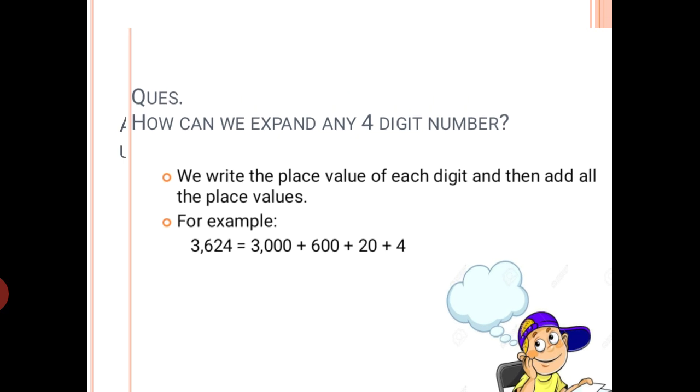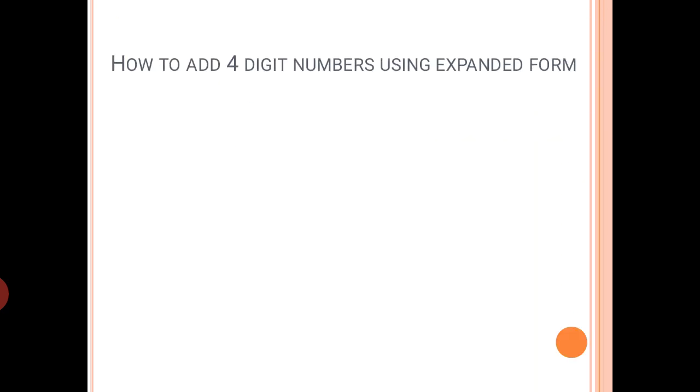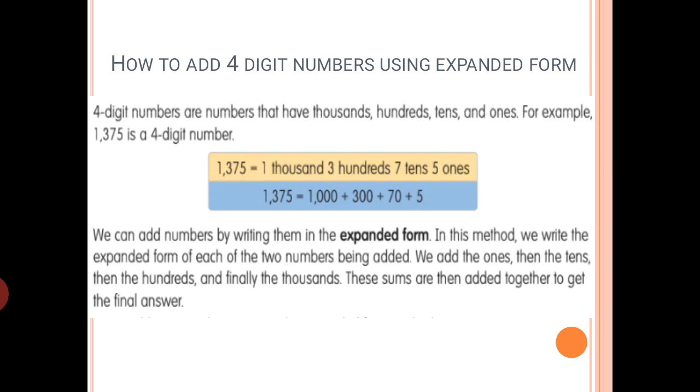Today's aim of our class is to add 4-digit numbers using the expanded form. So how to add 4-digit numbers using the expanded form? This we'll learn today. Here a 4-digit number has ones, tens, hundreds and thousands. These are the 4 places a 4-digit number consists of. For example, 1,375. It is a 4-digit number.